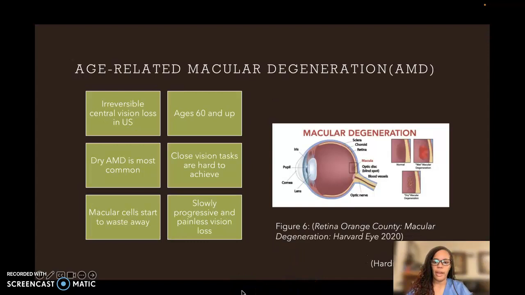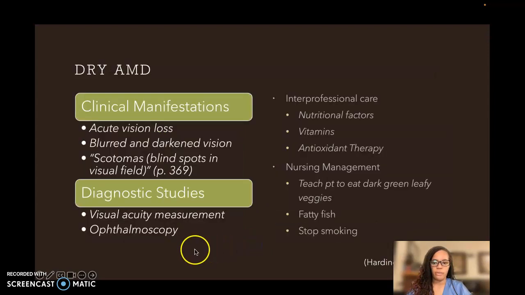And last, we have age-related macular degeneration. This is an irreversible central vision loss. Here on the right, you will see the macula right here in the back of the eye. So this controls focus and our central vision. It occurs most in people ages 60 and up. And the most common type of age-related macular degeneration is called dry AMD. It's a slowly progressive and painless vision loss.